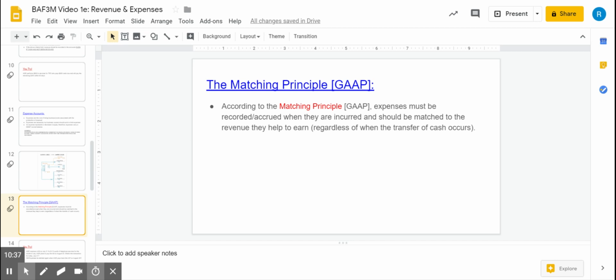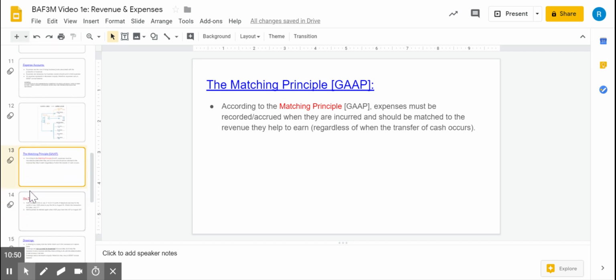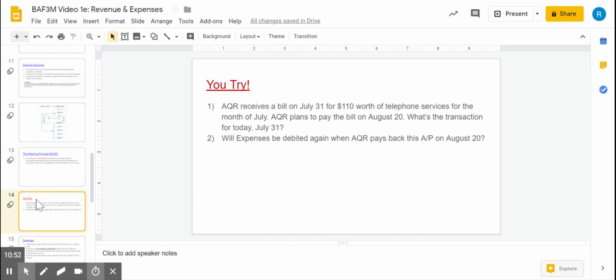The matching principle, the last gap in this video: expenses must be recorded, accrued, when they are incurred and should be matched to the revenue they help earn. All right, so what this basically means is that if we have an expense that helps us earn revenue this month, even if we pay that expense later, we have to record the expense this month. So it's sort of like, in a way, the opposite of the revenue recognition principle. Okay, so keeping that in mind, I want you to try these ones right here. Give it a shot.